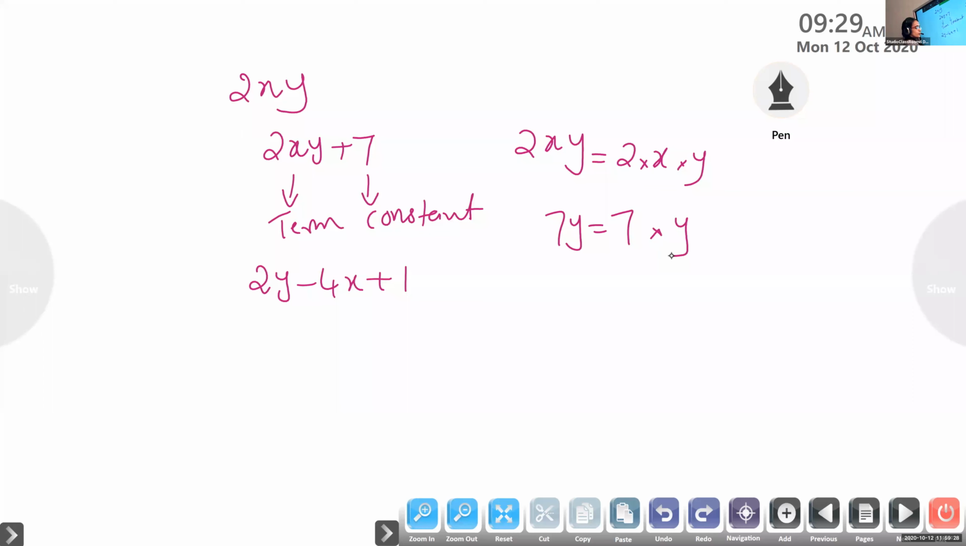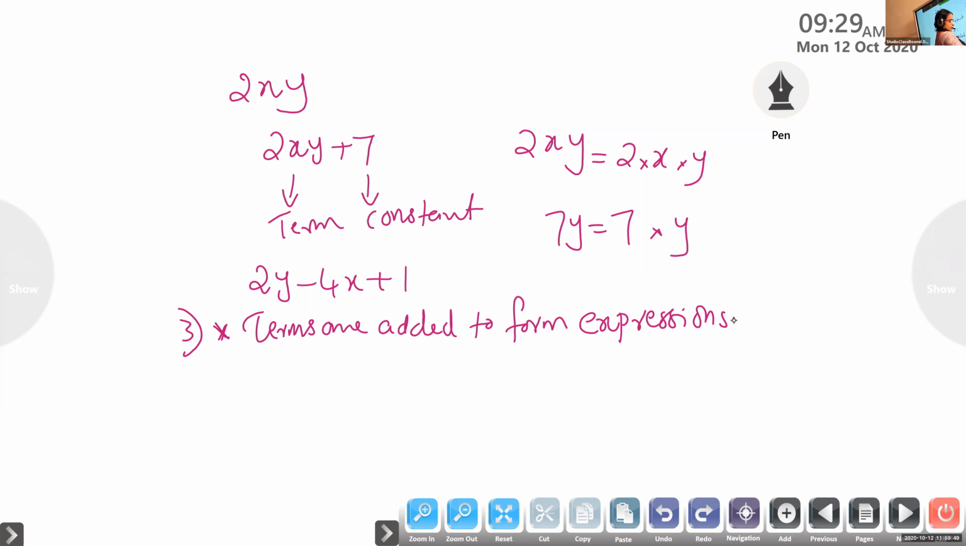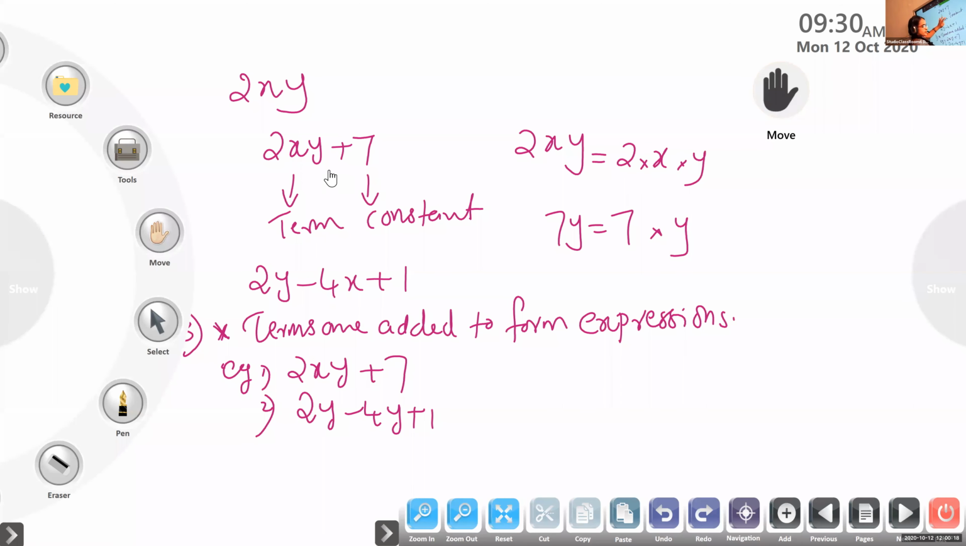So write the next point, the third point: terms are added to form expressions. You may write examples like 2xy plus 7, 2y minus 4y plus 1. All these are expressions. Here terms are being added. We are adding terms to get expressions.